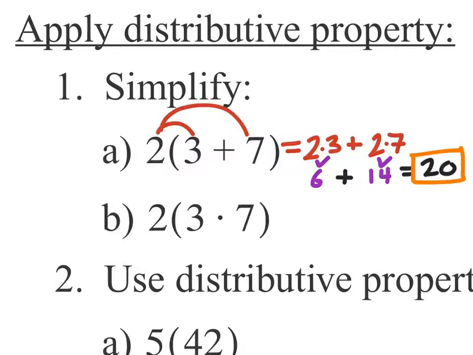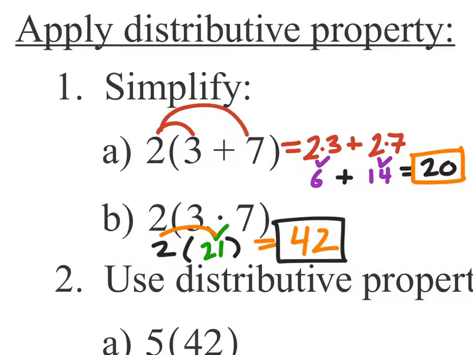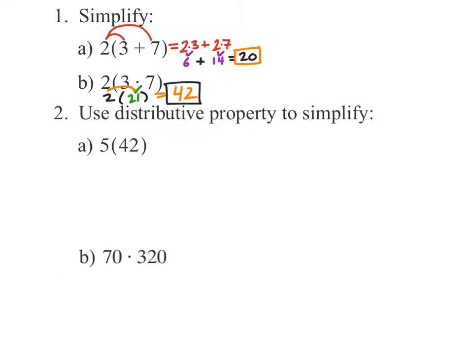On the next one, since it's not addition or subtraction for this one, we still will distribute, but you would have to perform the order of operations first. 3 times 7 is 21. And now I'll multiply this by the 2. 2 times 21 is 42. So this 42 is our final answer for this one.